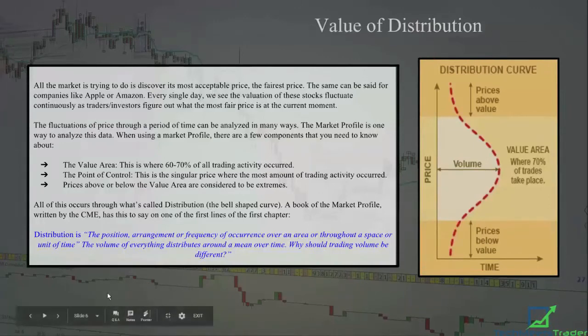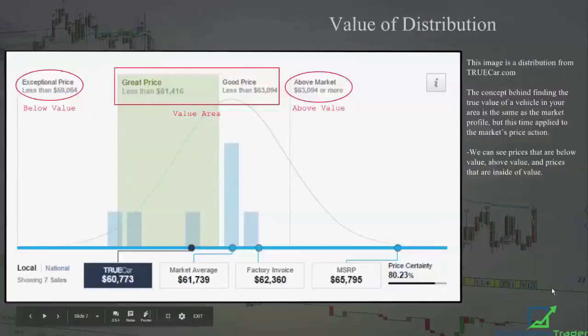Sticking to the topic of the value of distribution, here's a fantastic real-life example of how distribution is used. So this is an image of a distribution from TrueCar.com. The concept behind finding the true value of a vehicle in your area is the same as the market profile. We can see prices that are below value, prices that are above value, and prices that are inside of value.